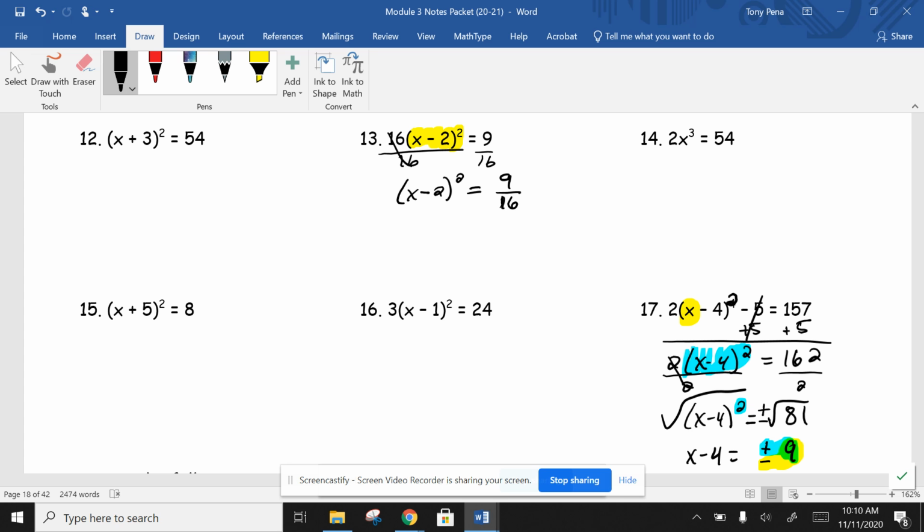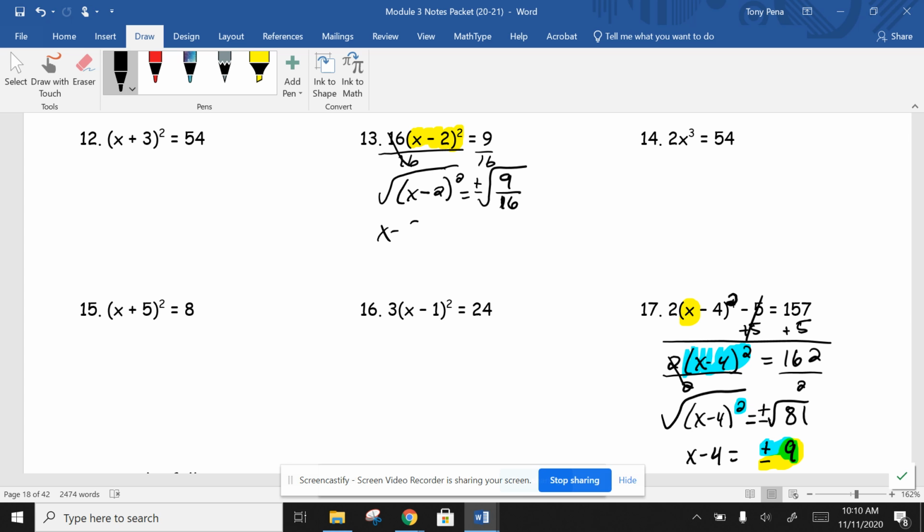The square term is now isolated, so we want to get rid of the squared by doing the square root. So we're going to take the square root of both sides. So on the other side, I do the square root knowing that I should get a positive and a negative answer to that square root of 9/16.